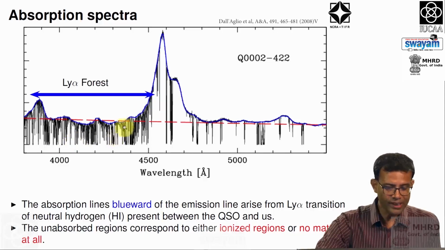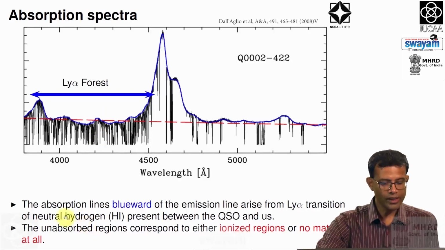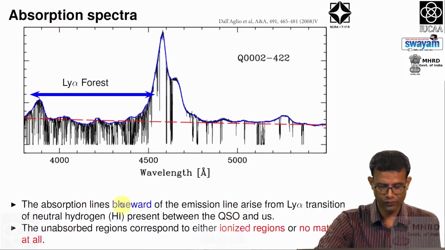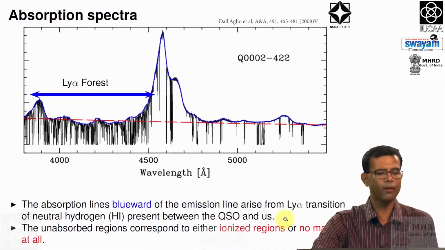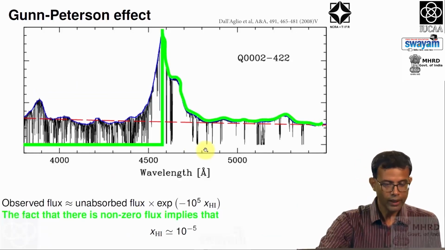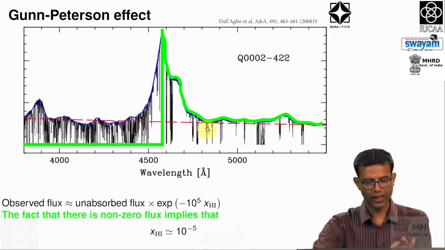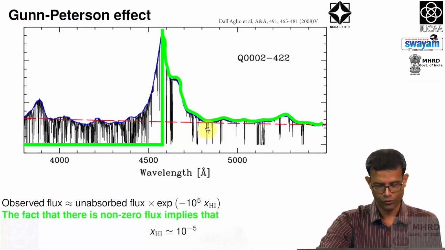You can also see there are regions where there is no absorption, like this region. So, the regions where there is no absorption will correspond to either ionized regions, which means there is no neutral hydrogen, or probably no matter at all, which is unlikely. Now, this Lyman alpha transition, its cross section and other properties are very well understood from basic quantum mechanics or atomic physics.